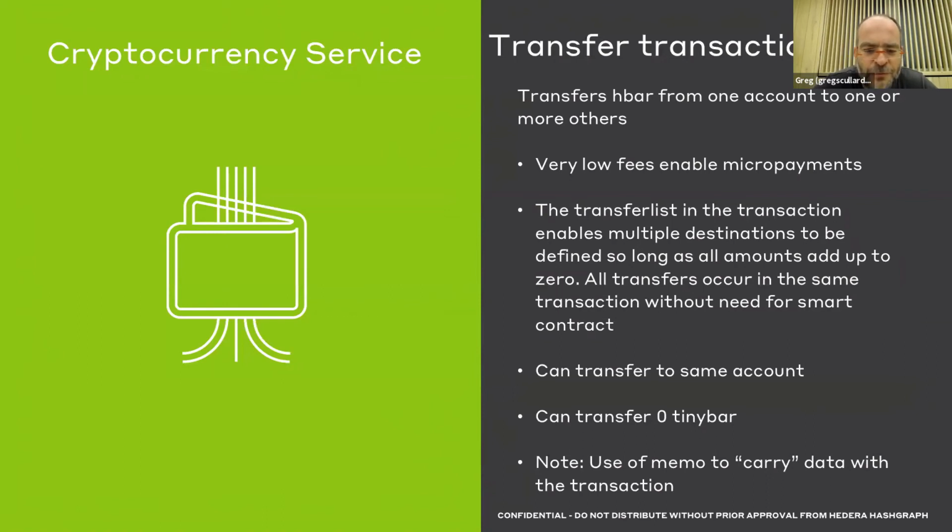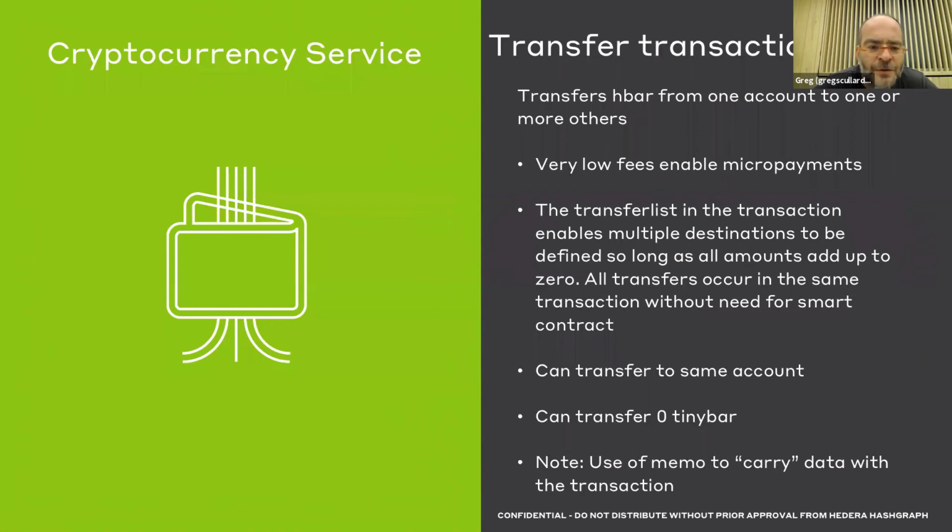She would just have to write her transaction in such a way that the transfer list says -9 for Simi, +3 for Andy, +3 for Greg, and +3 for Andrew. She could equally send 7 to Andy, 1 to Andrew, and 1 to Greg. Or both Simi and Andy could be sending 5 hbar each to Greg and Andrew all at the same time, all in one transaction.